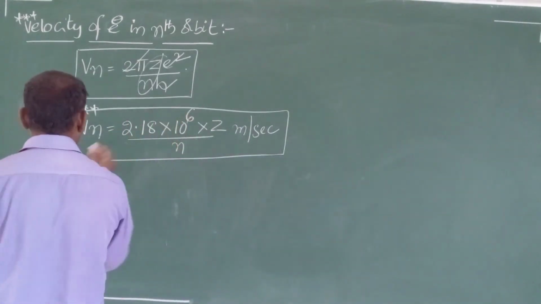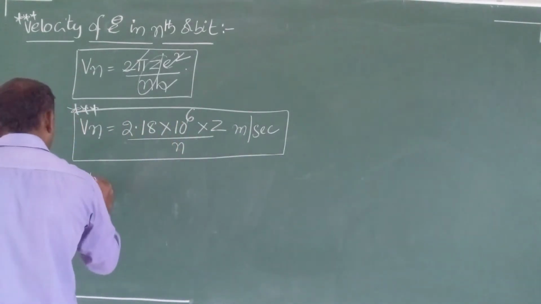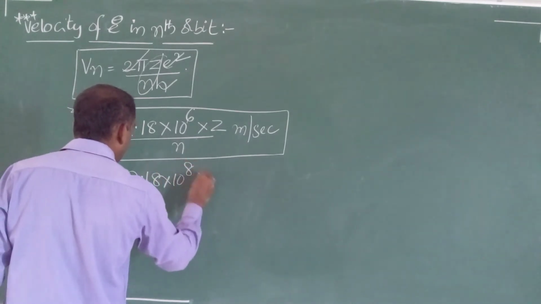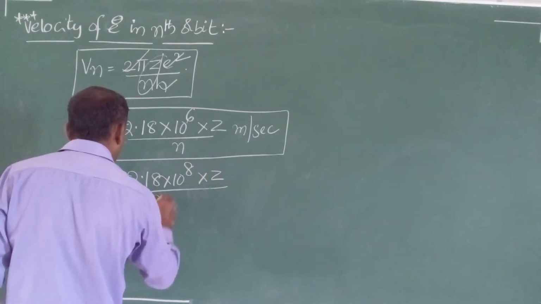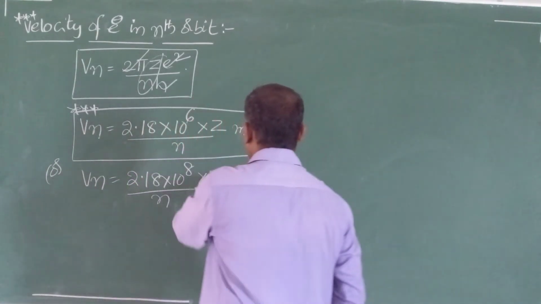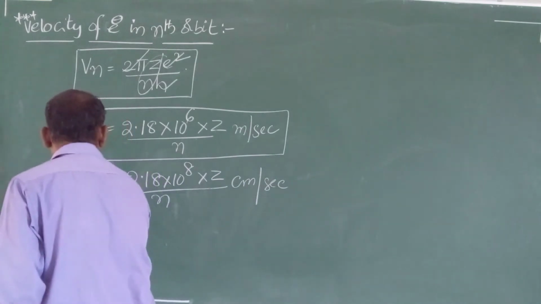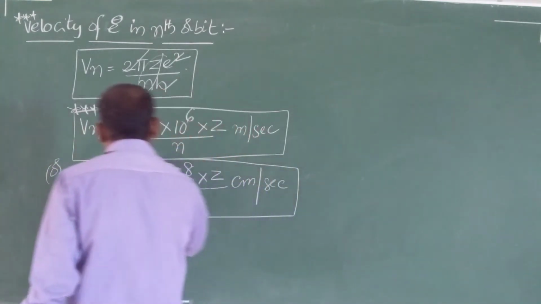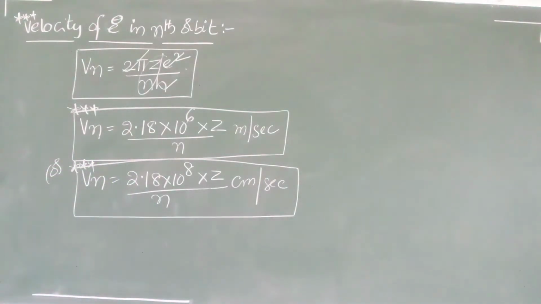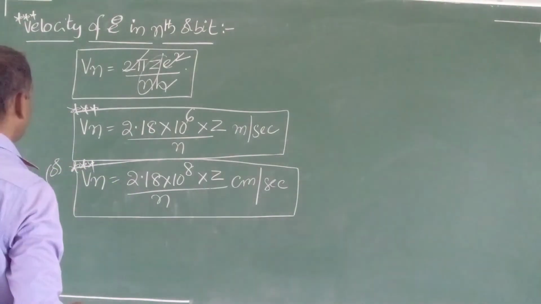Or in the CGS system, Vn equals 2.18 into 10 power 8 into Z by n centimeter per second, because 1 meter equals 100 centimeters. These two formulas you should remember, very important.